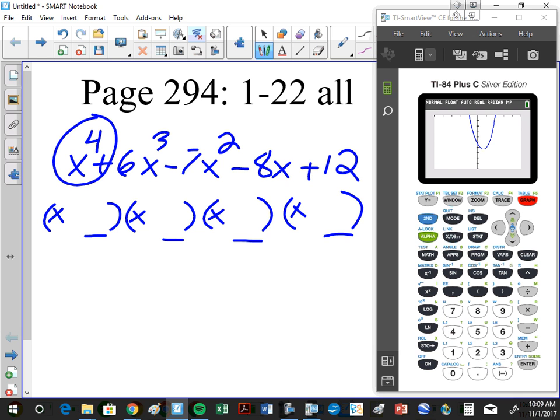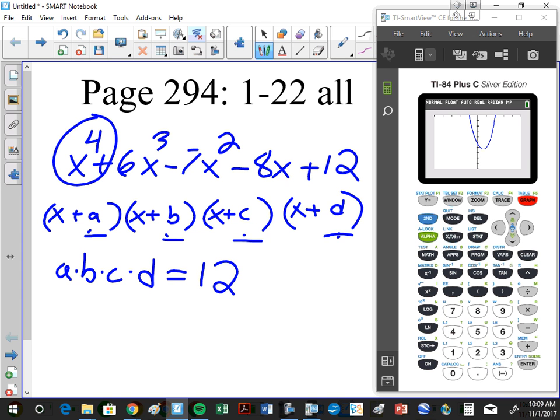So let's call this plus A plus B plus C plus D. I know that A times B times C times D equals 12. That's where the constant comes from. Does that make sense? Because those are the only values that don't have any x's in them, and A times B times C times D has to be 12.